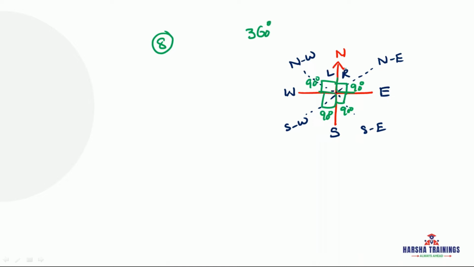360 degrees. For example, one person facing to the north side, moving right hand side. Moving right hand side means it is a clockwise direction. Okay, so it is a clockwise direction. For example, moving left hand side, it is an anti-clockwise direction. Just remember, guys, left means anti-clockwise direction and right means clockwise direction.